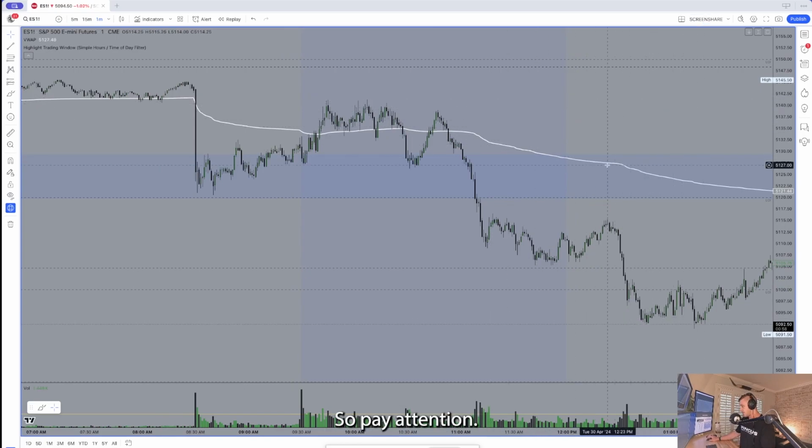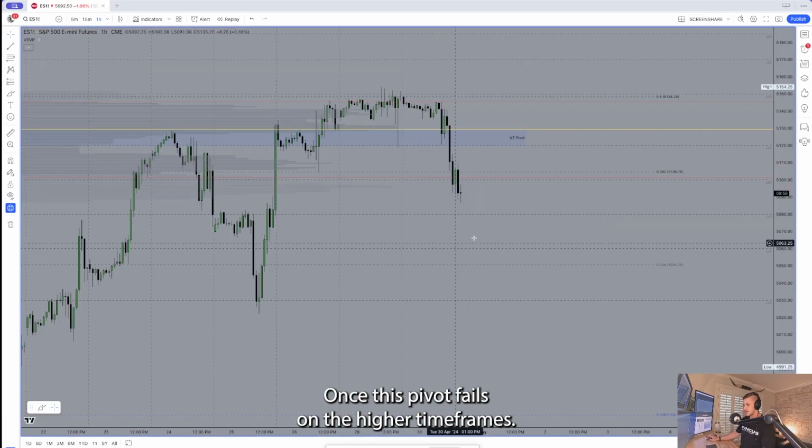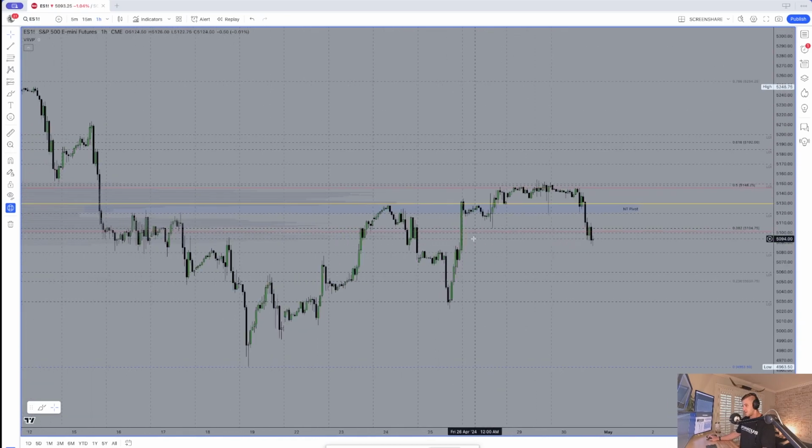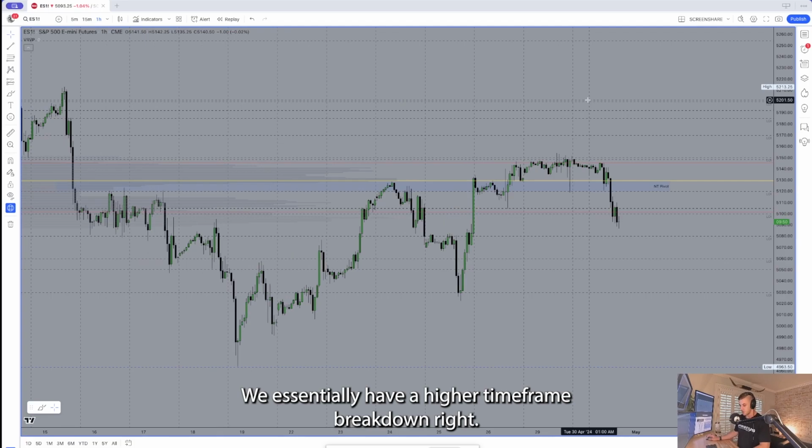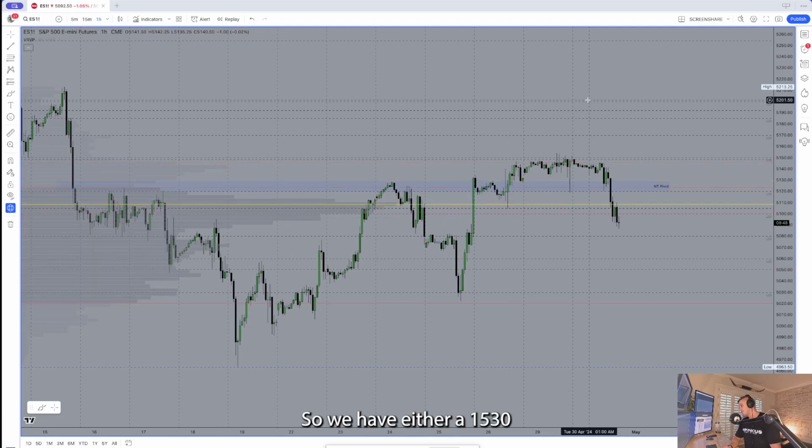So pay attention. Once this pivot fails on the higher time frames, we essentially have a higher time frame breakdown, right? So we have either a 15, 30, hourly, 4-hour, daily time frame higher time frame breakdown. That tells us we really don't want to be grabbing some type of 2-minute signal bar off of the lows.